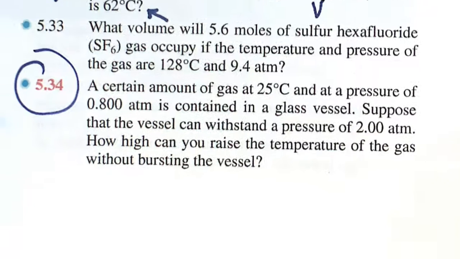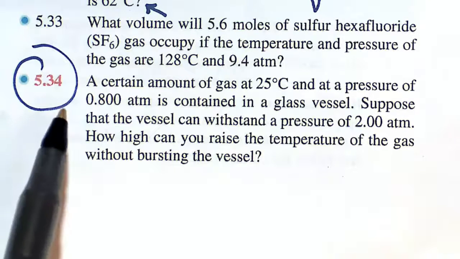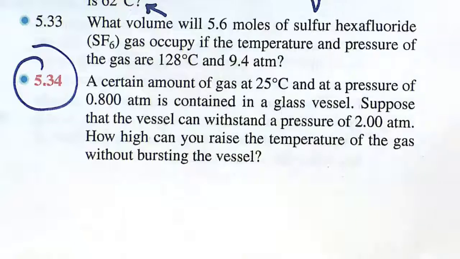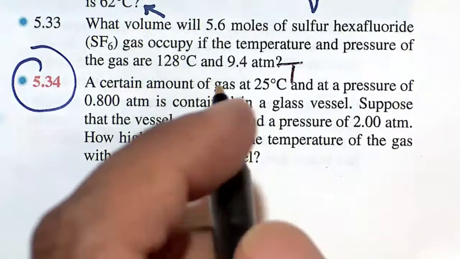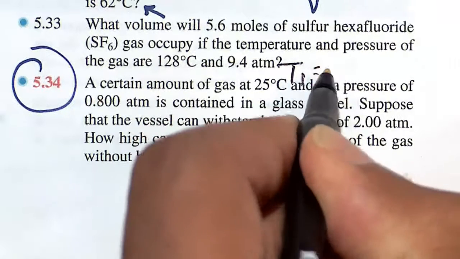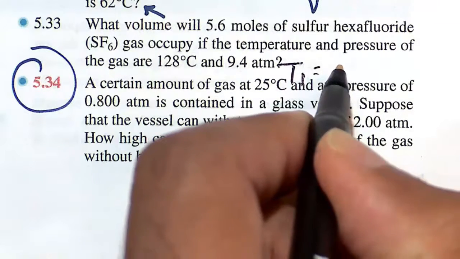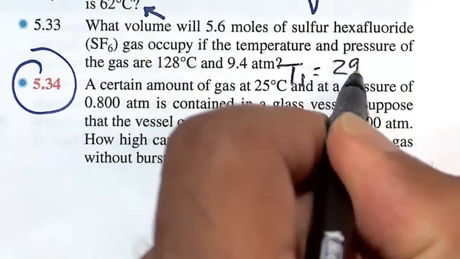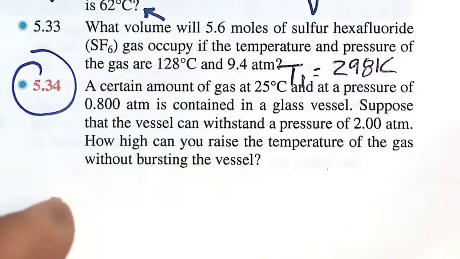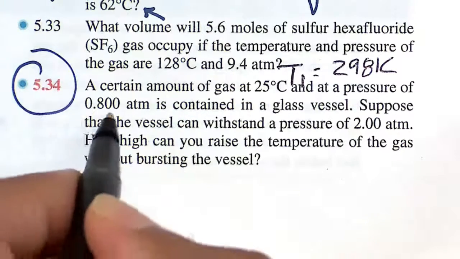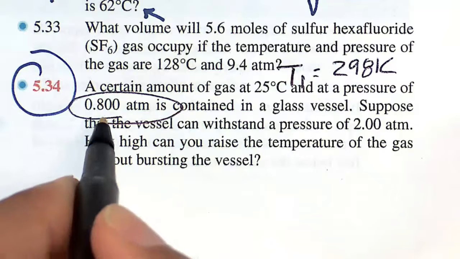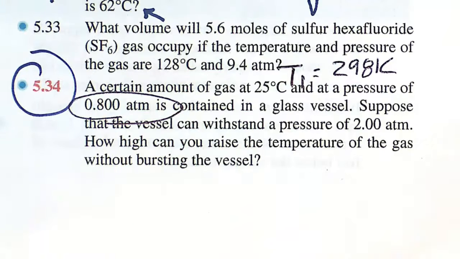Here is a problem that utilizes a variation of Charles' law, which represents the relationship between pressure and temperature. So we've got to convert this to Kelvin. 273 plus 25 is going to be 298 Kelvin. A gas at a pressure of 0.800 atmospheres is contained in a glass vessel. Suppose that the vessel can withstand a pressure of 2 atmospheres.